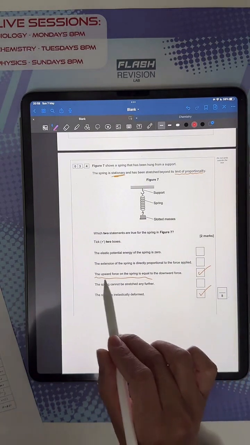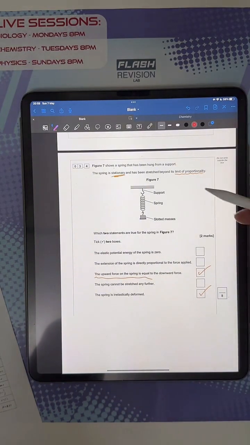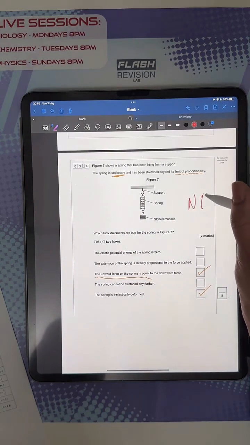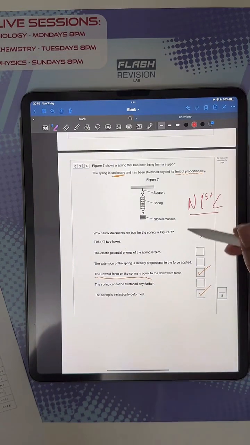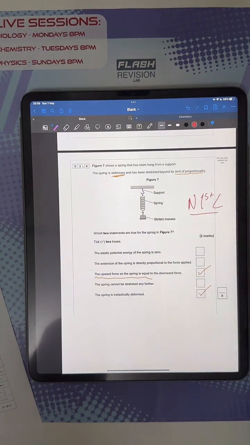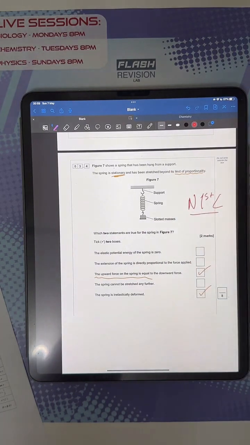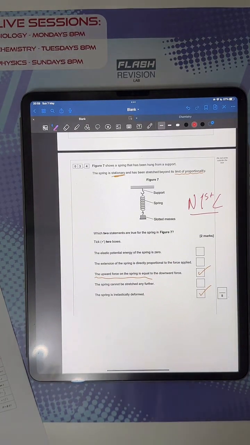But the upwards force is equal to the downward force because of Newton's first law. So the weight of this is equal to the tension force. It's called tension when it's holding it up like that. And because they're both equal, Newton's first law is obeyed and it's stationary.